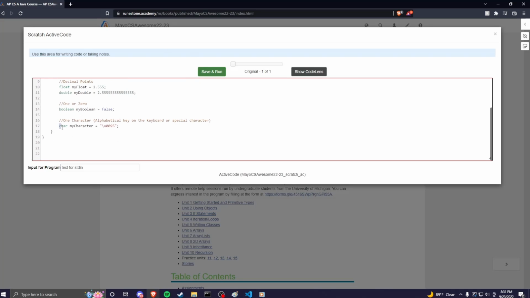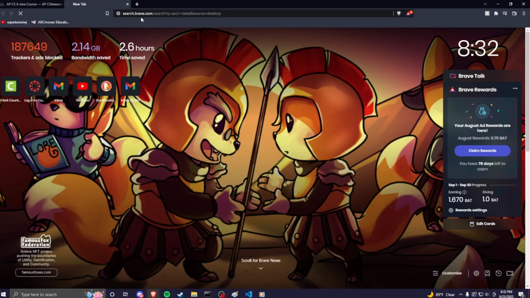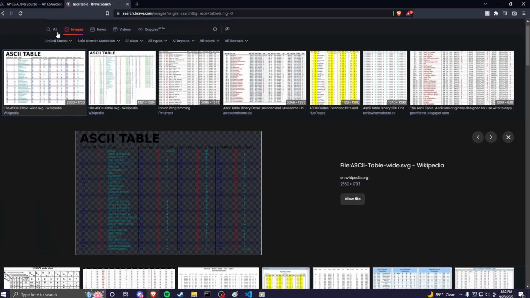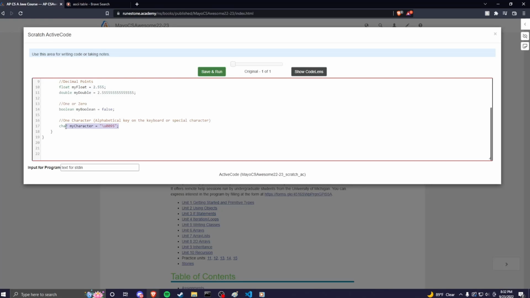And then we have the char. This is rarely ever used, right? But you are able to store one character, so one key basically on your keyboard, in this data type. And it's written in the ASCII format, and ASCII basically just means numbers that correspond to a key, right? If you look up an ASCII table, you will see all of the letters and their corresponding values, right? This isn't really that important, but just know that you can store one character in this method.